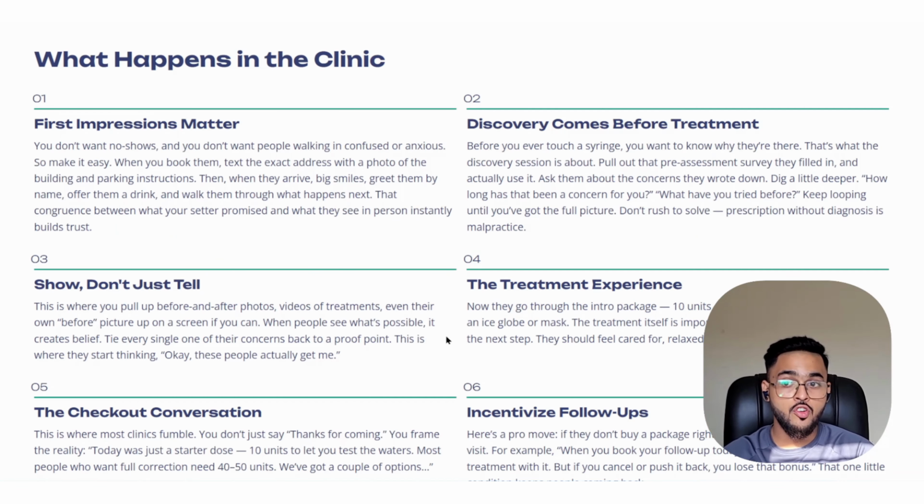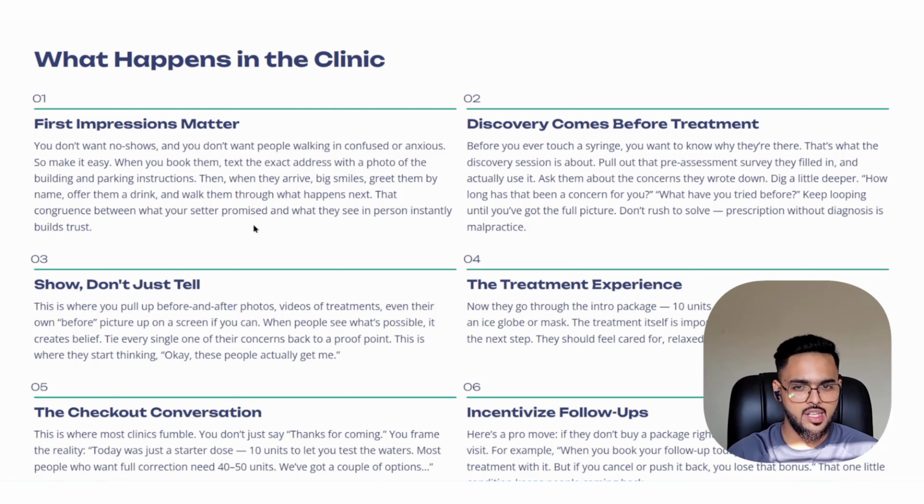So first of all, first impressions. You don't want people walking in confused or anxious, so make it easy. When you book them, text them the address with a photo of the building and parking instructions. You can always automate this stuff. And when they arrive, have big smiles, greet them by name, offer them a drink, and walk through what happens next. So that congruence between what your setter promised and what they see in person instantly builds trust.